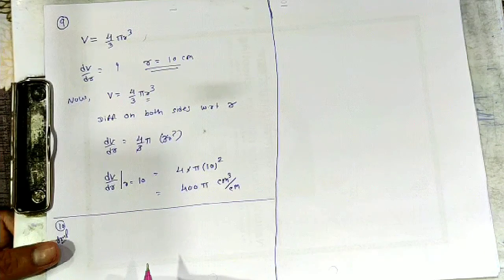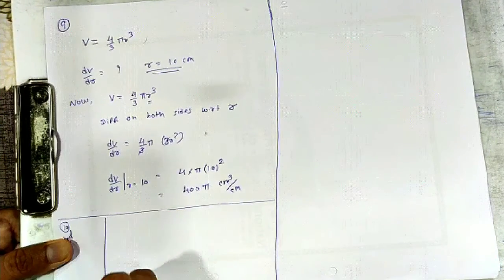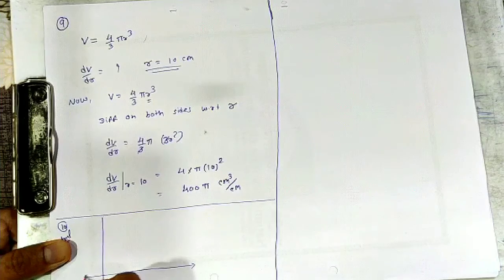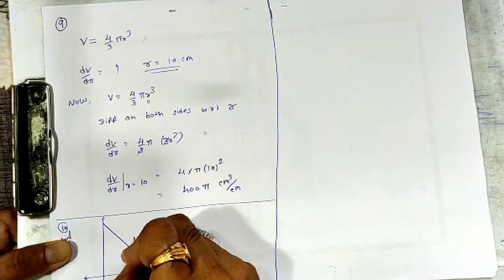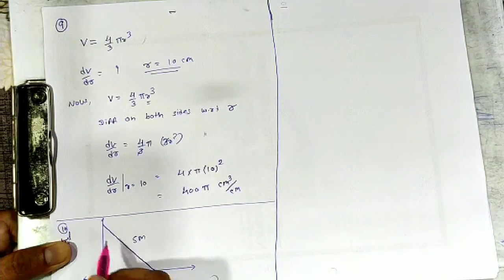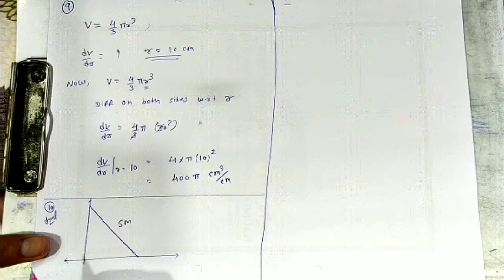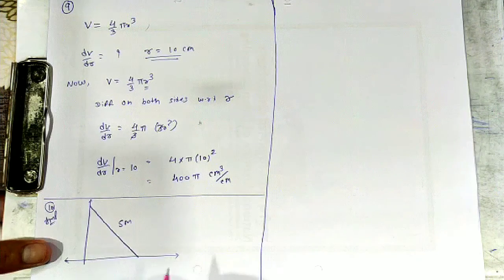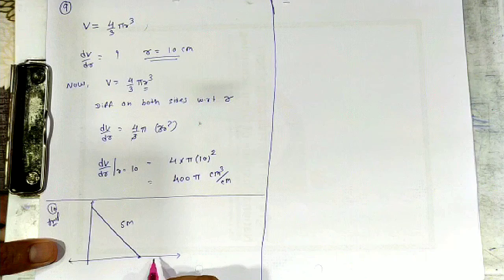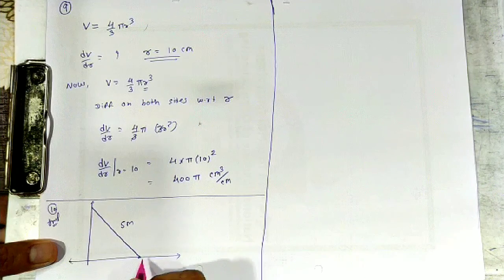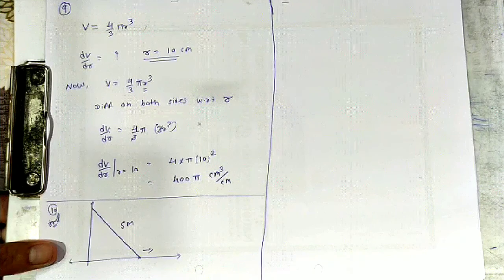A ladder 5 meter long, 5 meter long ladder is leaning against the wall. It is placed like this in front of a wall. Suppose this is our ground, this is our wall, and this one is the ladder, which is 5 meter long, leaning against the wall. The bottom of the ladder is pulled along the ground. You have to pull this ladder along the ground. In which direction? Away from the wall. That means in this direction. You have to pull the bottom of the ladder.